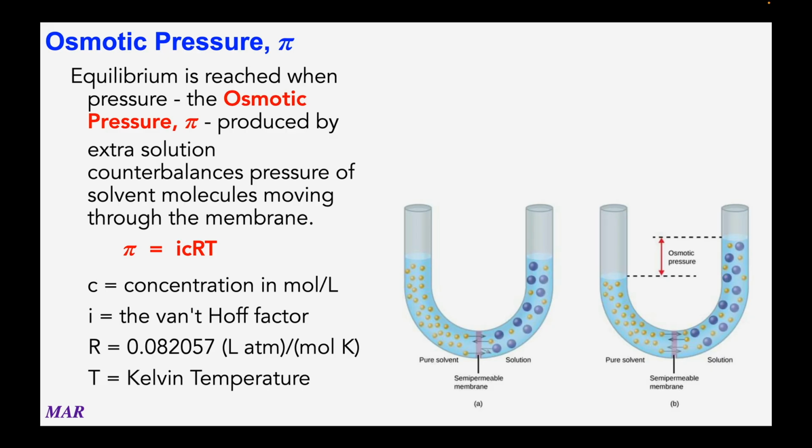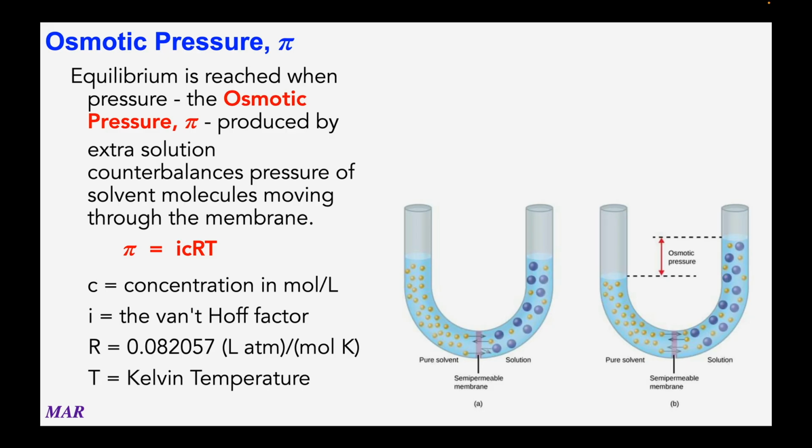But anyway, pi, the osmotic pressure, is a pressure in atmospheres, and it's equal to iCRT, where i is the van 't Hoff factor, which again is only applicable if you have an ionic compound. C is the concentration in moles per liter. We're back to molarity again, the good old king of the concentration units. R is the gas R, 0.082057, which is liters atmospheres per mole Kelvin, and temperature is the Kelvin temperature. And from all this, you can calculate then what the osmotic pressure will be.